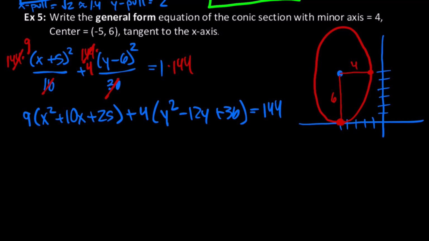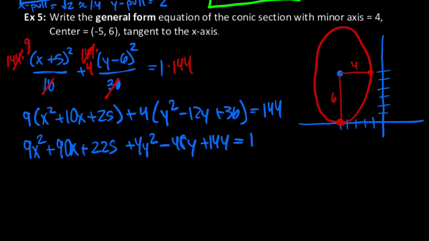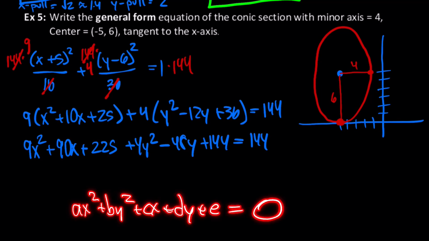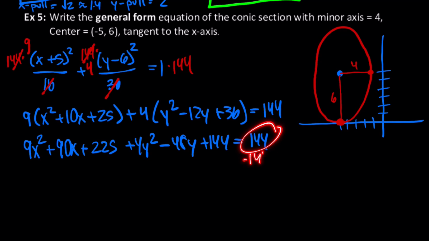So now I need to distribute 9 with my x's, that trinomial, and 4 with this trinomial. It's all algebra. It's a little bit of work, but no big deal. So this will give me 9x squared plus 90x plus 225 plus 4y squared minus 48y plus 144 equals 144. So now to get this into general form, remember what general form looks like. Ax squared plus by squared plus cx plus dy plus e equals 0. So I need to subtract 144 from both sides. Well, that's kind of convenient. Those will just cancel.